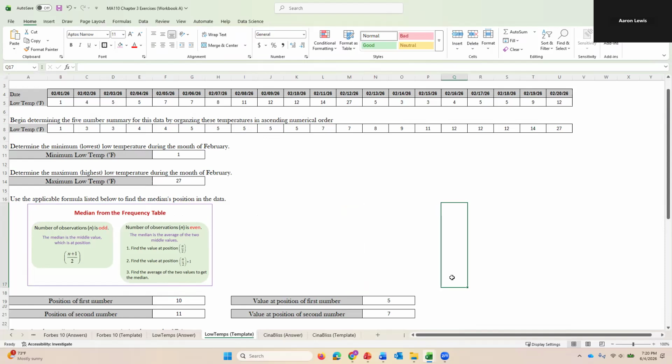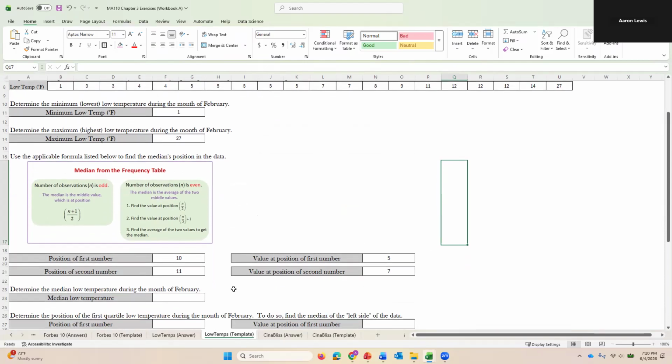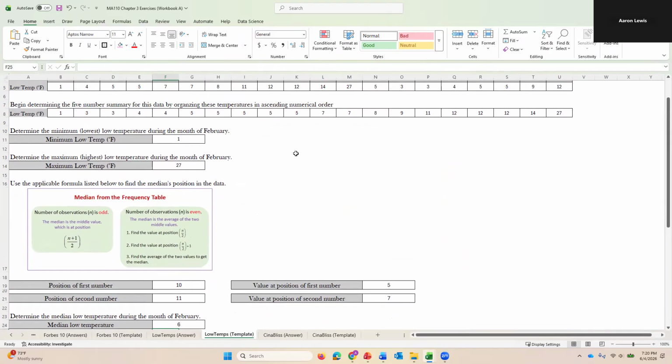and the value at the position of the second number is 7. And down here, we're just asked to find the average of those two numbers and presume that to be our median low temperature. So you find the average of any two numbers: add them together and divide by 2. Equals, open a parenthesis, 5 plus 7, divide by 2. And that's going to come out to 6. So our median in this case is 6, and it was found as the center spot between the 10th and 11th number. Again, going back up to the top, this was our 10th number, and this was our 11th number.